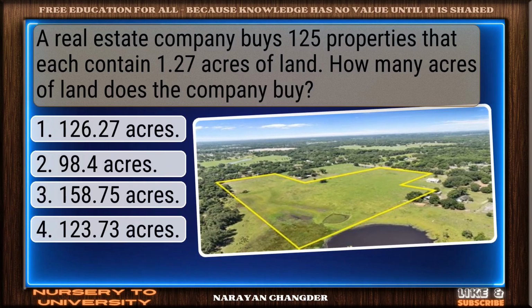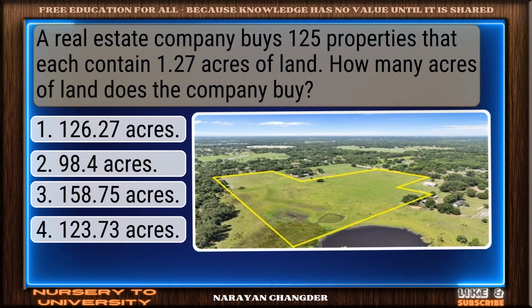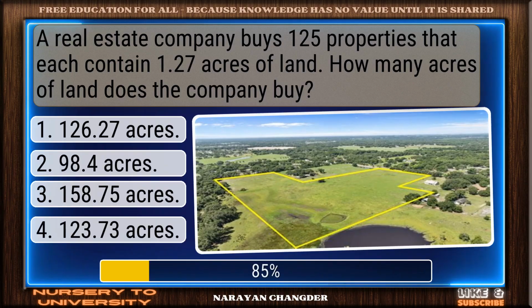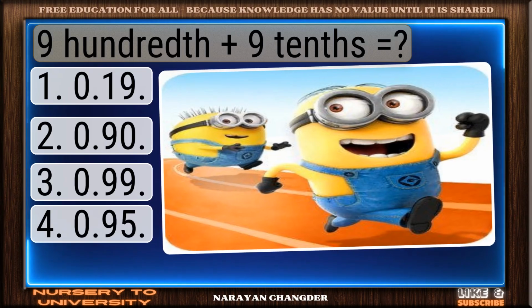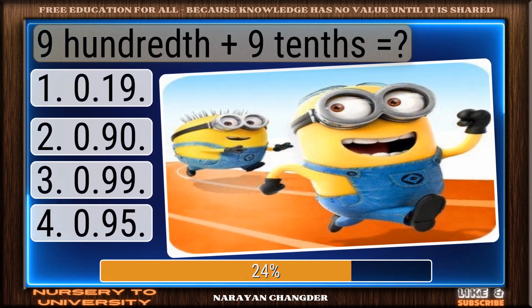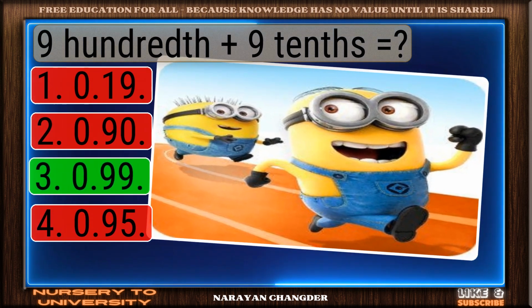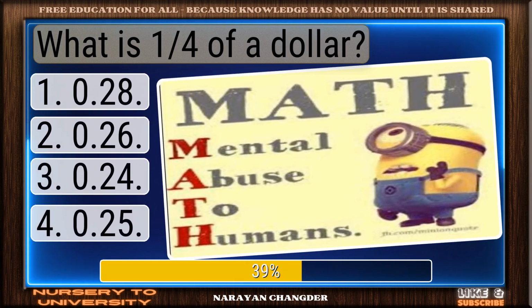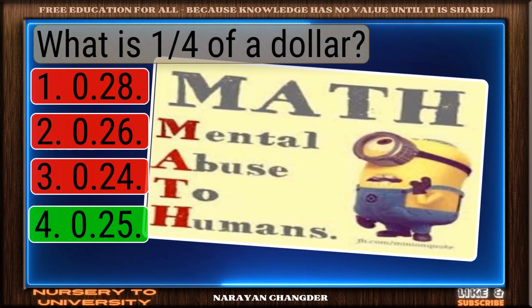Question number 20. A real estate company buys 125 properties that each contain 1.27 acres of land. How many acres of land does the company buy? Nice selection. 158.75 acres is the correct and valid answer. Question number 21. 9 hundredths plus 9 tenths is equal to what? Right choice. 0.99 is the best answer. Question number 22. What is 1/4 of a dollar? Great job. 0.25 is the accurate answer.